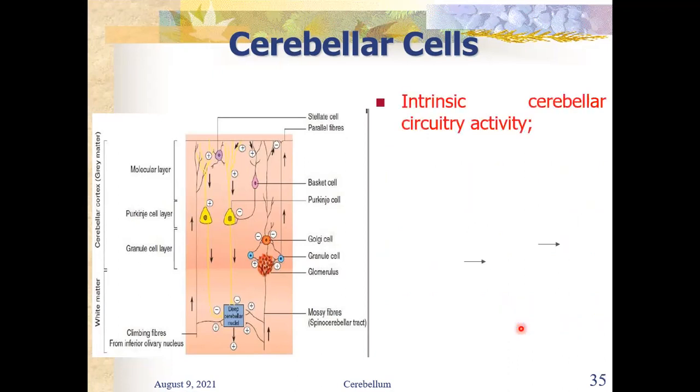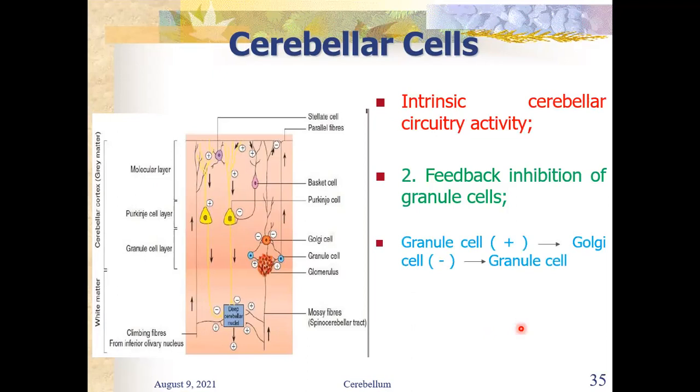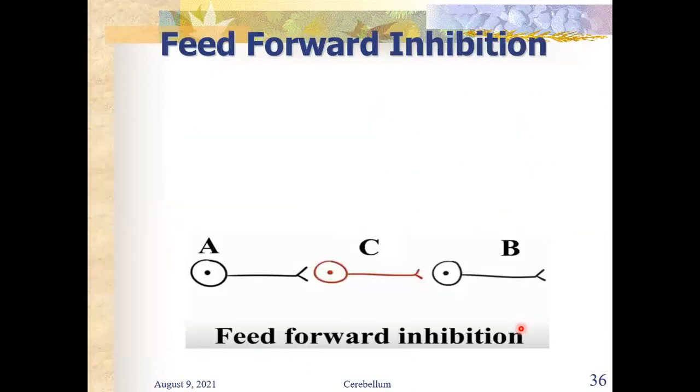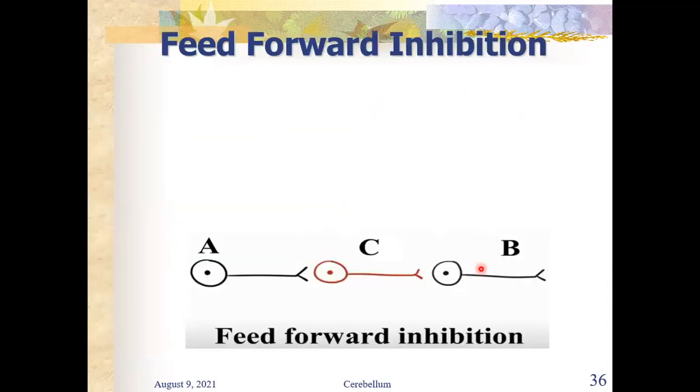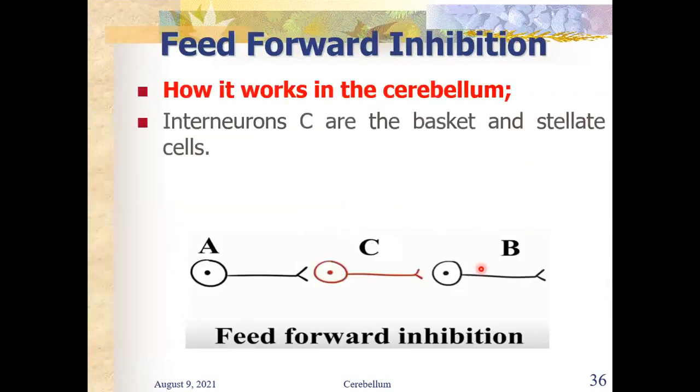So we also have the third intrinsic cerebellar circuitry, where we have the granule cell connecting with the Golgi cell, feeding negative or inhibitory impulses back to the granule cell. So that is an example of the feed-forward inhibition, how it works in the cerebellum. So you can see the connections.